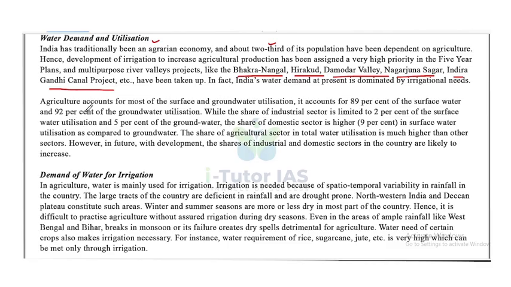Now, agriculture accounts for most of the surface and groundwater utilization, and it accounts for 89% of the surface water and 92% of the groundwater utilization. While the share of industrial sector is limited to 2% of the surface water utilization and 5% of the groundwater, the share of domestic sector is higher, that is 9% in surface water utilization as compared to groundwater.